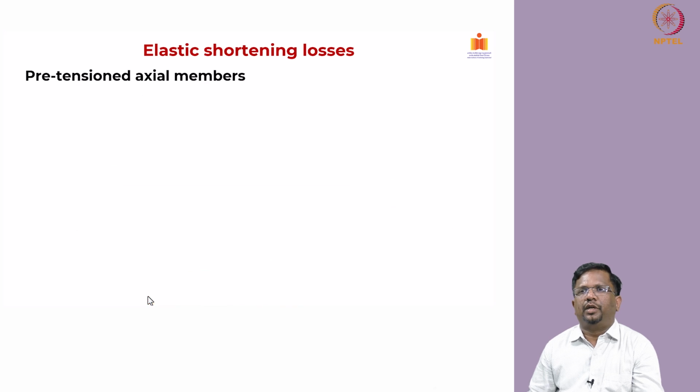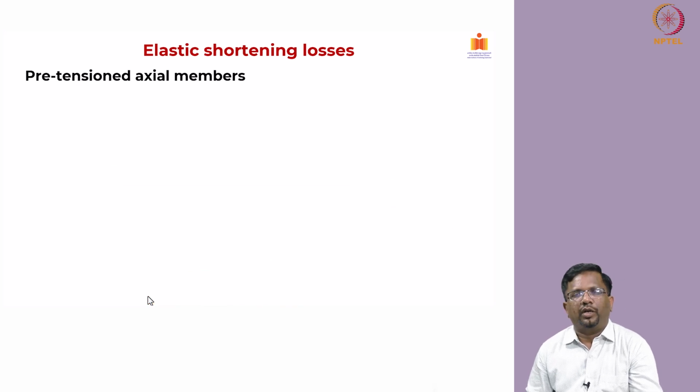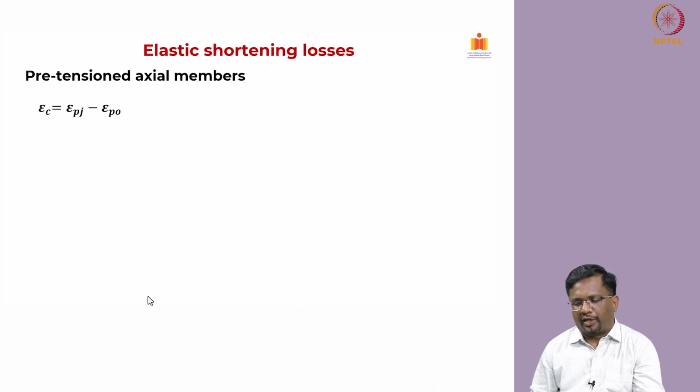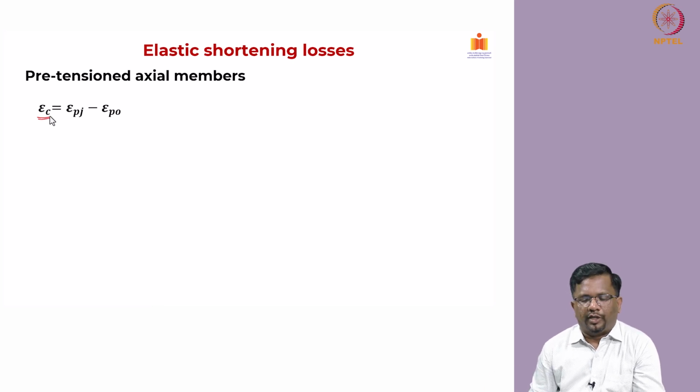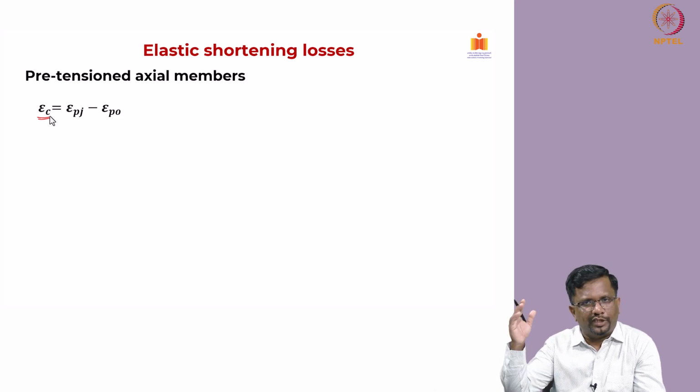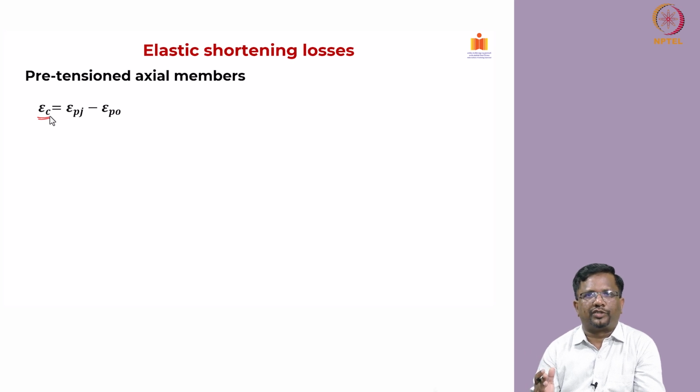Now, let us see how we do that. It is a very simple derivation. Going from first principles, we know the strain in the concrete is epsilon Pj minus epsilon P naught. As you know, epsilon Pj is the initial stretching that I have given, and epsilon P naught is the final strain that is left in the strand. The difference is the strain that is lost because the concrete is shortened, right.